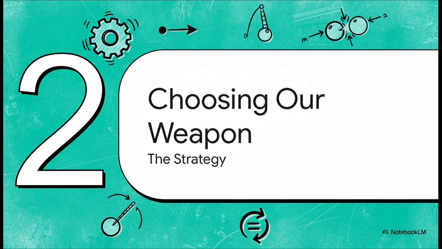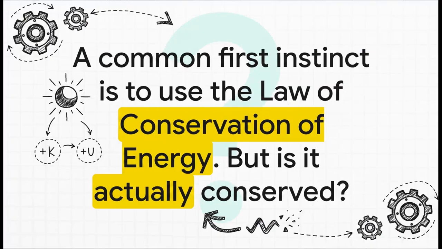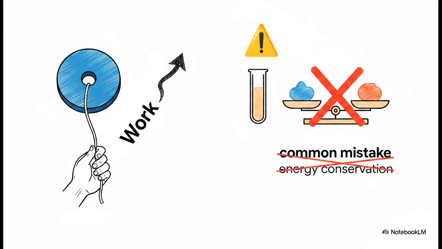Okay, we've got the lay of the land. Now it's time to choose our weapon. I mean, in mechanics, you've got your big guns. Newton's laws, conservation of energy, conservation of momentum. Which one is the right tool for this specific job? You know, a super common first instinct here is to jump straight to the law of conservation of energy. And hey, it's an amazing, powerful tool, but we've got to be careful. We have to ask ourselves, is the total mechanical energy in this system, the kinetic and potential, actually staying constant? And the answer is a big fat no.